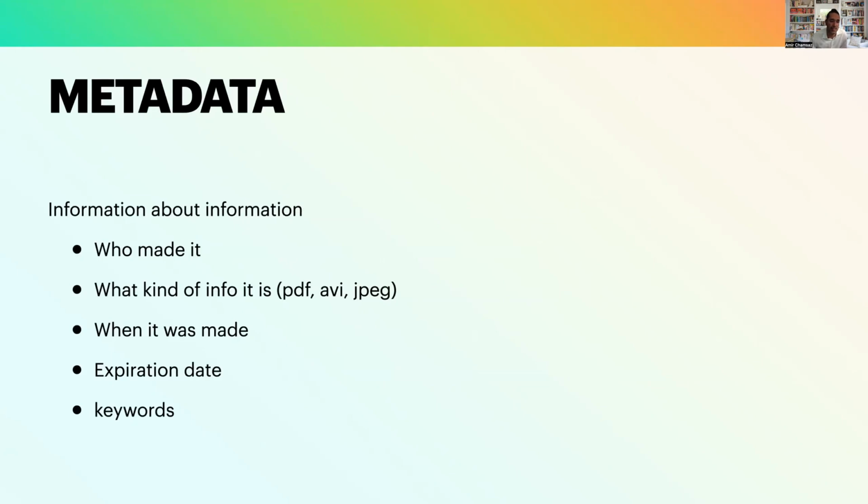Metadata is pieces of information that go with the information. It describes who made it, what kind of info it is, when it was made, expiration date, keywords. Photos have metadata. When you take a picture with your phone, it has a geolocation, that's the metadata. It has information about the camera it was taken on. Those little pieces of information attached to the file are called metadata.